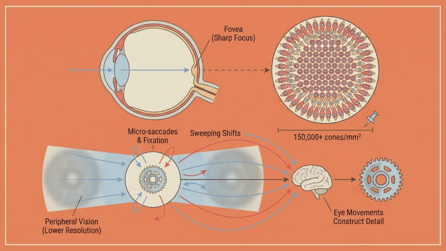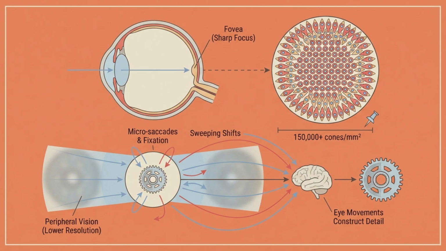The highest density of cones is at the fovea, a small pit at the center of the retina directly behind the lens. In an area no larger than the head of a pin, the fovea packs in more than 150,000 cone cells per square millimeter, the highest density of any visual receptor in the eye. This is where you see with the sharpest acuity. When you look directly at something, you are placing its image onto the fovea. Everything else in your visual field is processed with progressively lower resolution as you move toward the periphery.